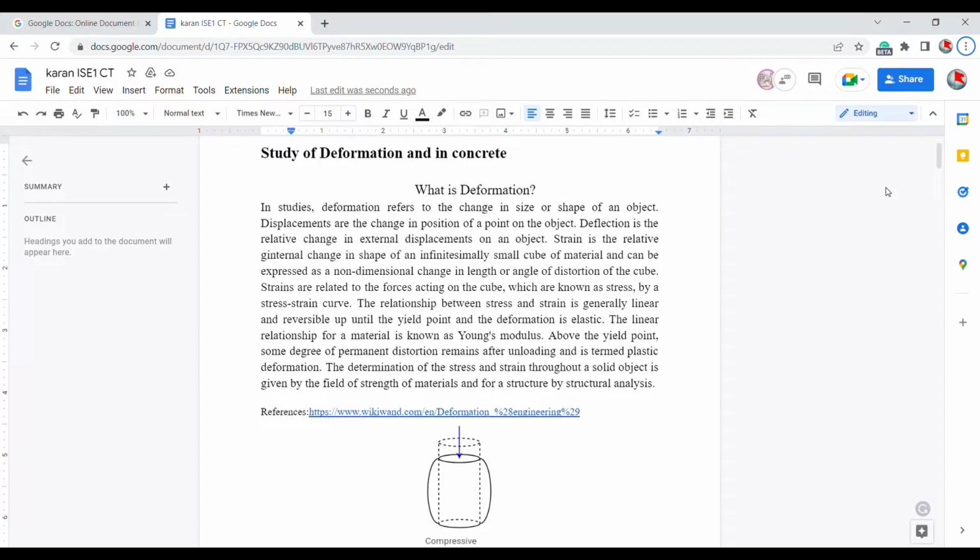So, I welcome you all, and today we are going to discuss what is meant by deformation in concrete. Before moving to this subject, I would like to clear up what is meant by deformation. Deformation is nothing but a change in shape or size of an object. After clearing that, we are going to see how deformation in concrete acts.